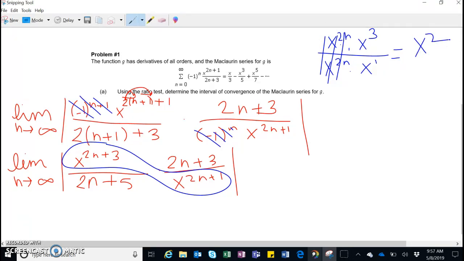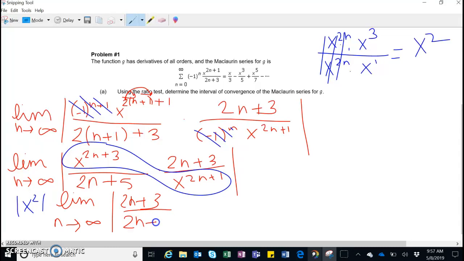So I'm going to take that simplifying that I did up there and pull out the absolute value of the x squared term, because my limit is just dealing with n's. So the limit as n goes to infinity is really of 2n plus 3 divided by 2n plus 5. And thankfully, that's a nice limit. I just get 2 over 2 for that, or 1. So the resulting expression here is the absolute value of x squared times 1 from the limit in red.